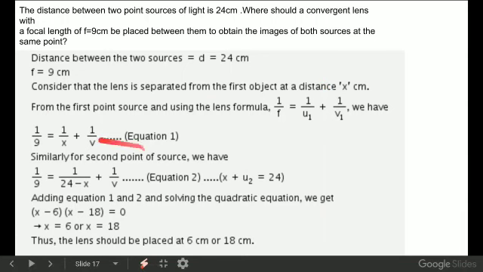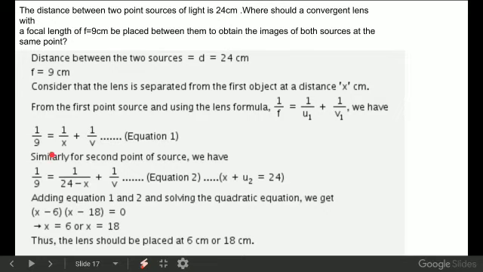Now we are going to use the lens maker's formula, and we are going to use it 2 times: for point source 1 separately once, and for point source 2 separately the other time. So first, for point source 1, the focal length is 9, the object distance is minus x and the image distance is v. And next, for the second point source, the focal length is 9, the image distance is v as it is, and the object distance is 24 minus x.